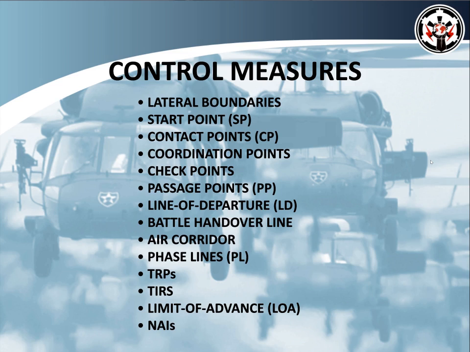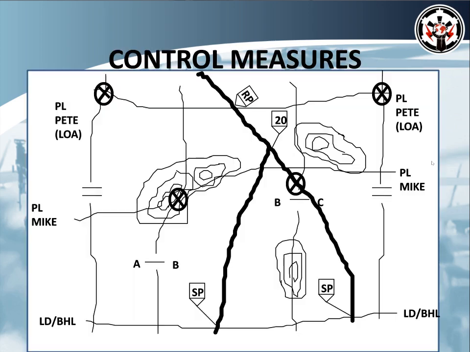You have air corridors. You've got passes or phase lines. You've got target reference points, targets of interest, and you also have limits of advance. So you know where the friendlies are going to go to, and they're going to stop. And then again, named areas of interest.